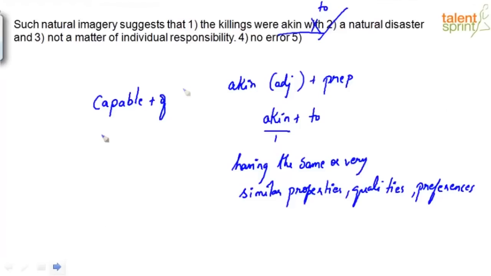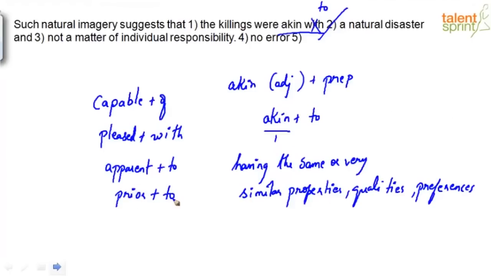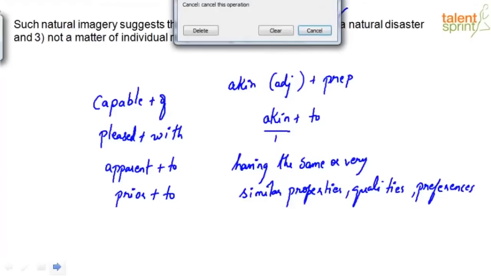Capable of, pleased with, right? These are all adjective plus preposition collocations. Apparent to. Apparent means obvious. Obvious to. Prior to. Right? So basically, rule number 3 is you need to be familiar with as many collocations as possible. It's very helpful. Not just for spotting the error, it's very helpful for fill in the blanks and cloze passage question types also. Okay, moving on.